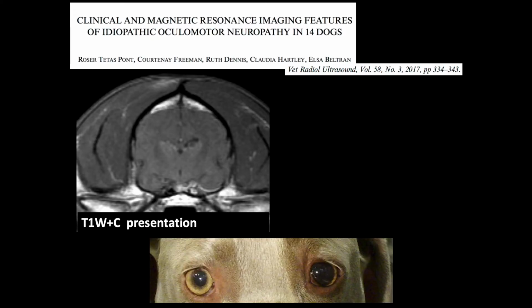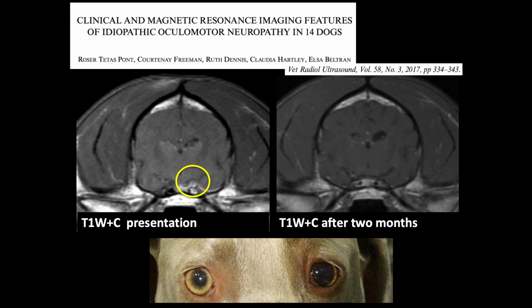And interestingly, we saw several cases. We put them all together in this paper, where we didn't find an underlying cause, and they got better, many of them without any treatment. So this is another example. This was a Weimaraner that didn't have any treatment. We did a follow-up MRI after 2 months, and this enhancing lesion disappeared.